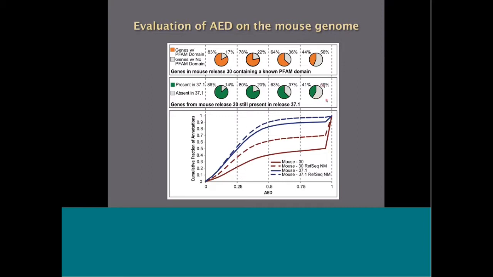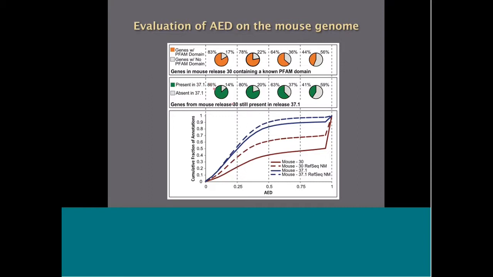So what we see here is that the AED values we produced for the initial release 30 seem to show that AED mimics the same decisions made by the manual curators. AED would suggest that these are poor models, and we see overall that the curators tended to throw these models out between releases. And AED would suggest that these are better models, and overall we see that these tended to be maintained between releases.